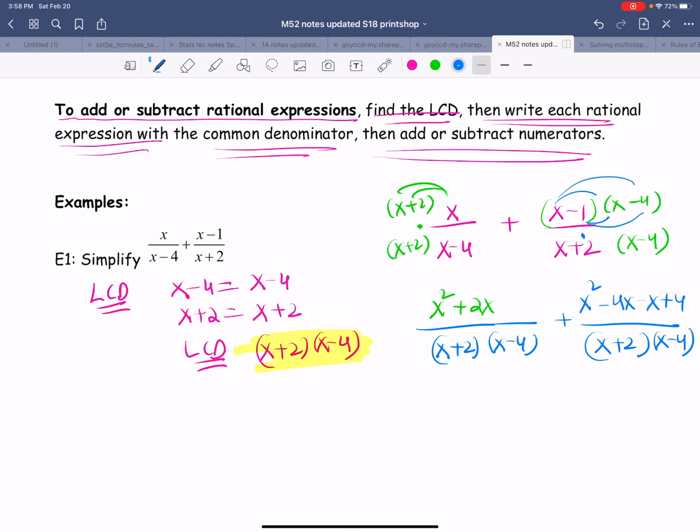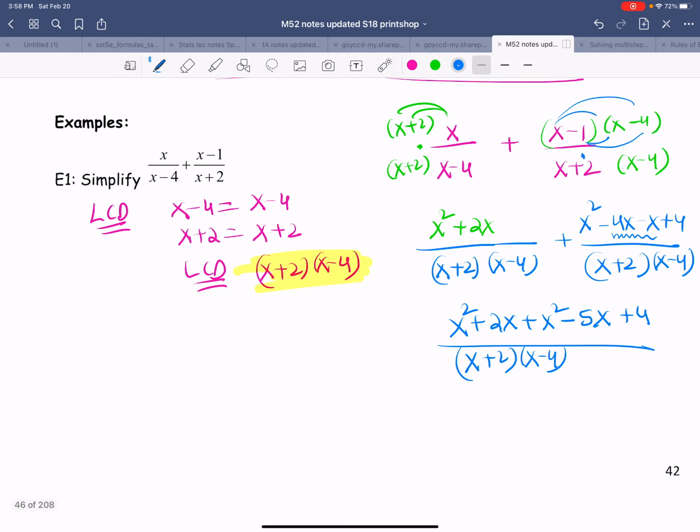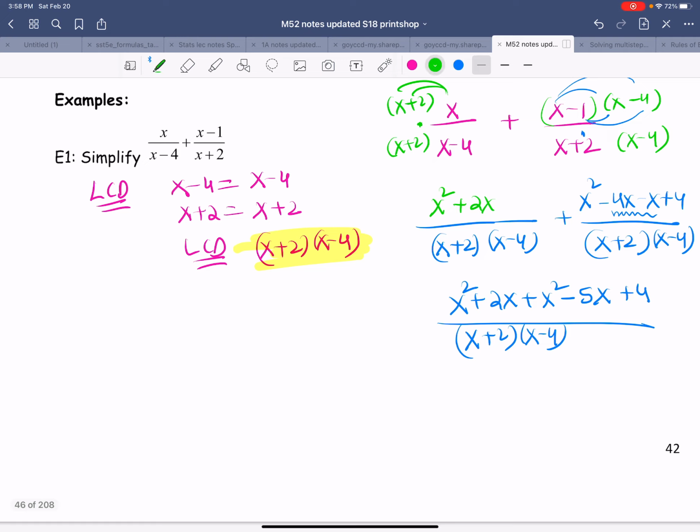Now we have the same denominator for both fractions, so we can go ahead and combine the numerators. I'm going to write all the numerators together and then combine the like terms. Negative 4x and negative x gives me negative 5x plus 4. X squared plus x squared are also like terms, so 2x squared. Then 2x minus 5x would be negative 3x plus 4, over x plus 2 times x minus 4.